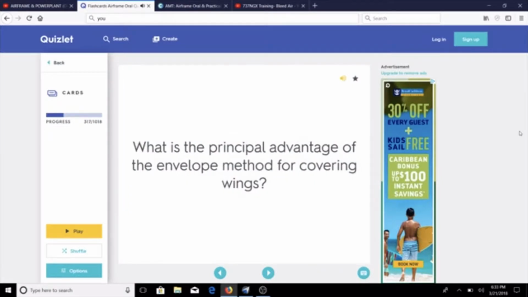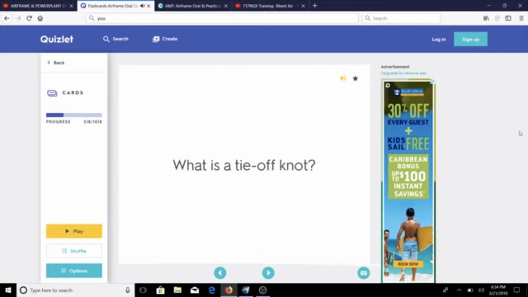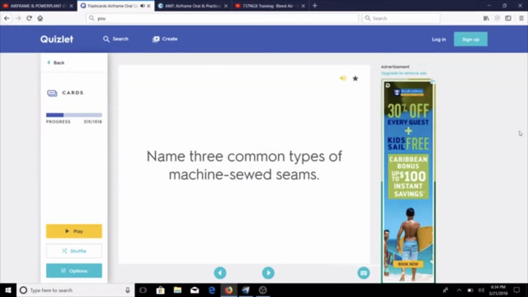What is the principal advantage of the envelope method for covering wings? Almost all the seams are machine sewed by the envelope supplier. What is a tie-off knot? A standard modified seam knot used on all stitches except the starting stitch. Name 3 common types of machine sewed seams. Plain overlap, folded fell, and French fell.